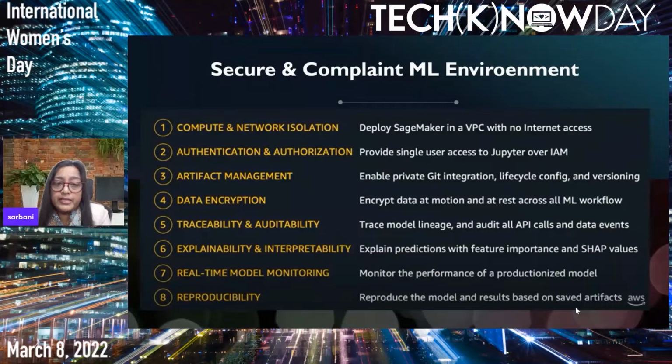Compute and network isolation is done through the VPC. Authentication and authorization is done by using the key management system as well as the Amazon IAM framework. Artifact management is done through the model registry. Data encryption can be done by using Amazon managed encryption services. Traceability, auditability, then model monitoring are done through CloudWatch. This is an excellent tool where we can monitor all the logs, all the various kinds of activities which are being performed inside the system. And explainability, interpretability can be achieved by using AWS SageMaker Clarify.